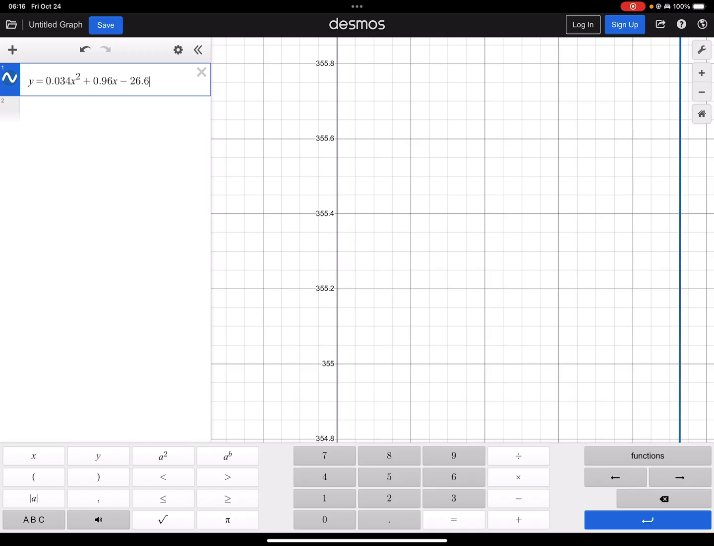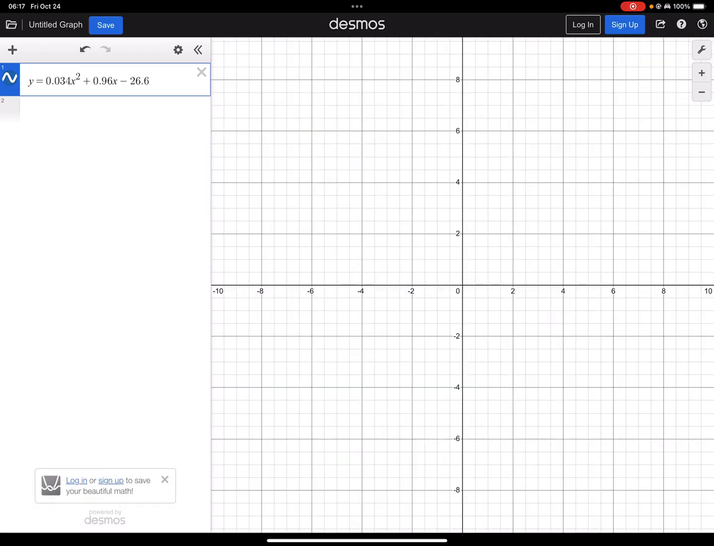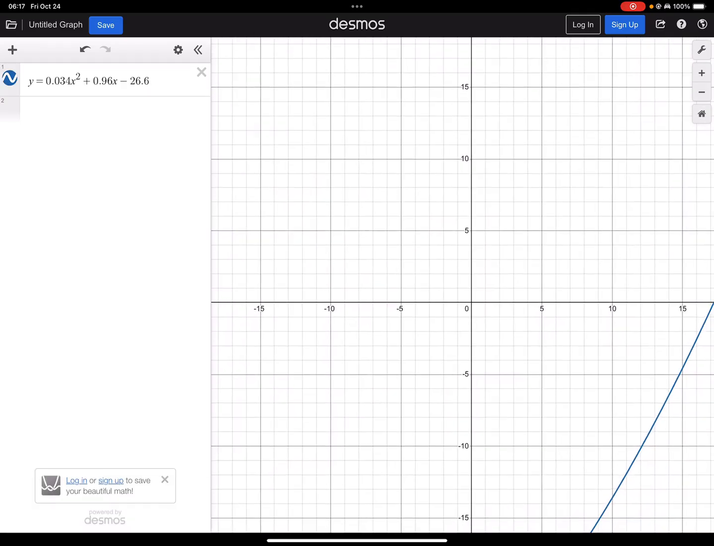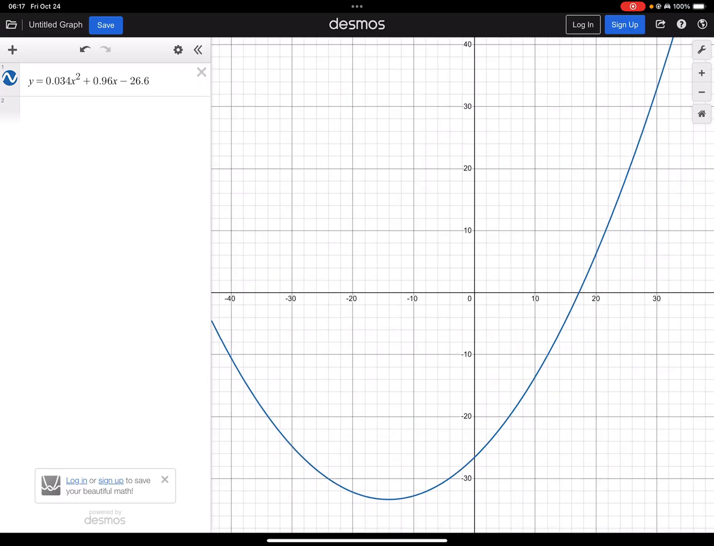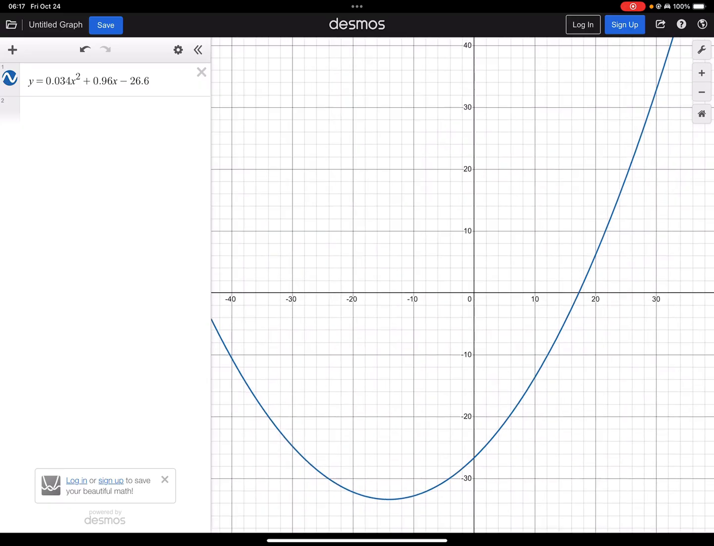So what you can do is come over here on the right side and hit the home button, and it goes to the default viewpoint. And then from there, you can just pinch the screen and zoom out just a little bit and you can see the graph. Okay, so we see all of the graph here.